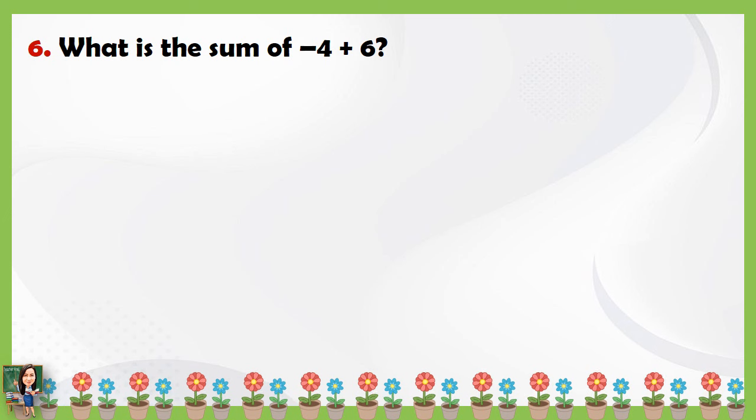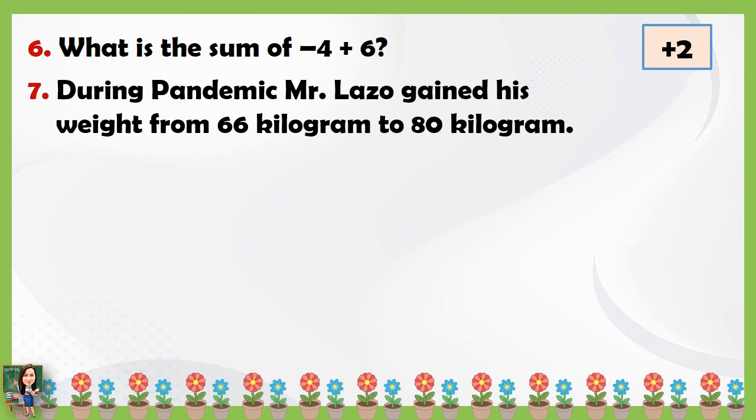Very good! The correct answer is positive 2. Number 7. During pandemic, Mr. Lazo gained his weight from 66 kg to 80 kg. So what is the answer? Very good! The correct answer is positive 14. 80 minus 66 equals positive 14. So Mr. Lazo gained an additional of 14 kg.